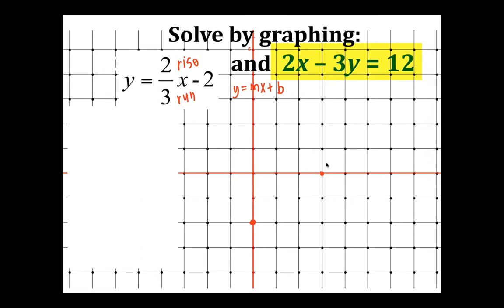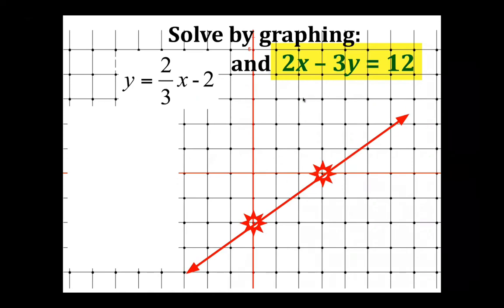And you can do a few more points if you'd like, just for a little bit more accuracy. And you can also do the same going to the left, except you would just go down 2 units and left 3. Now you can connect your points with a line, and there is your line for that equation. Now you can go ahead and plot your second equation, which is in standard form. We have 2x minus 3y equals 12.